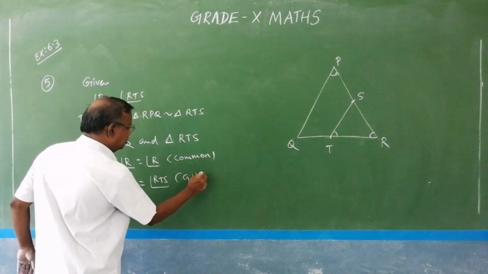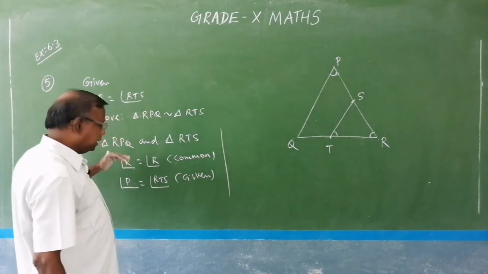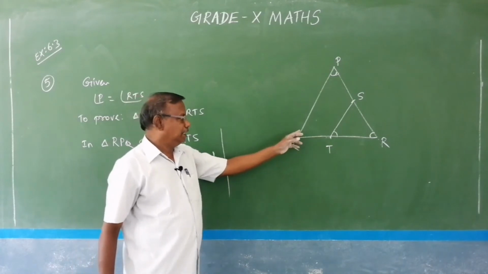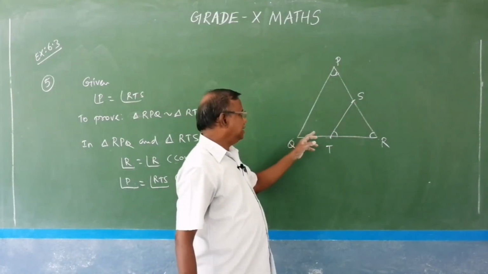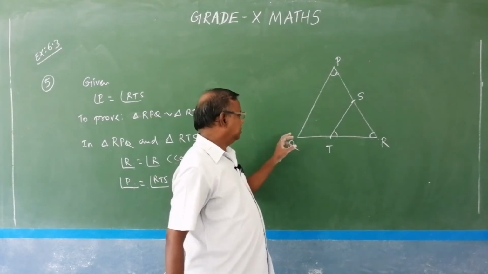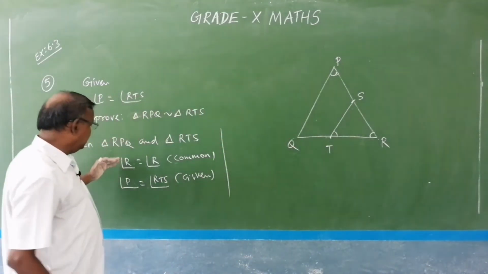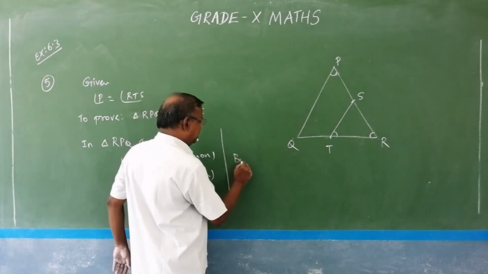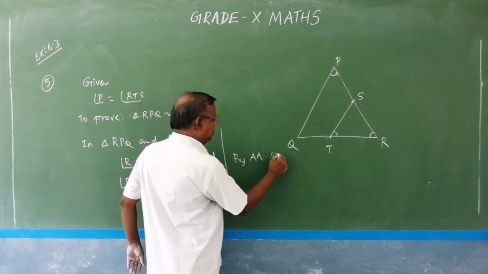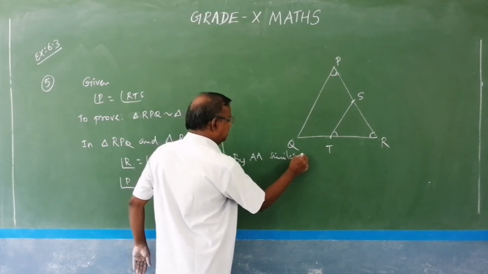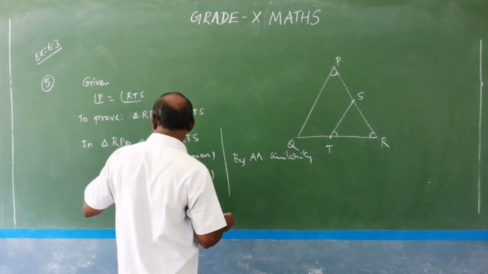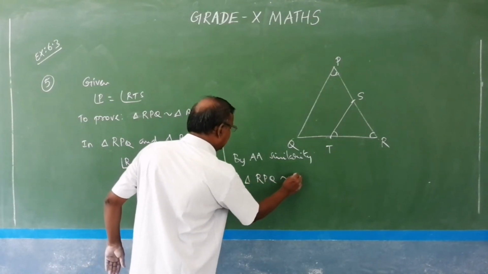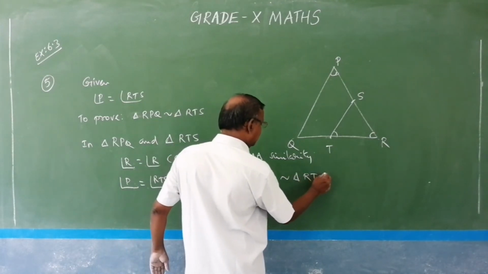It is given. So it is enough to prove two angles are equal; automatically the third angle will be equal, that is angle RST will be angle Q. So it is not necessary to prove it. Only by taking two angles equal we can say by AA similarity criterion, the triangles RPQ similar to triangle RTS.